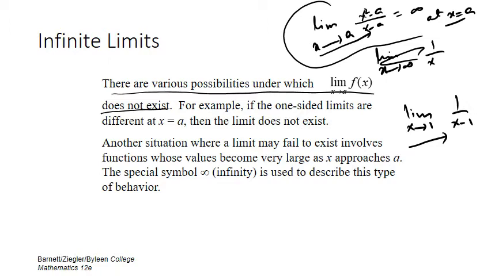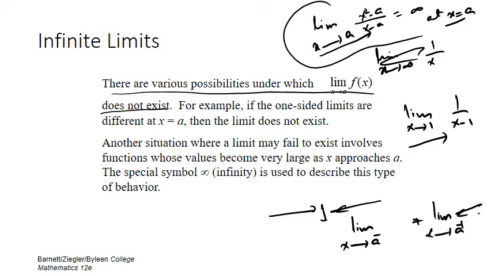For example, if the one-sided limits are different at x equals a, then the limit does not exist. Like we had in the previous exercise, from the left side limit and from the right side limit. If both answers are different, then we say the limit does not exist. Like here, the limit if we approach a from the left side is not equal to the limit if we approach a from the right side.